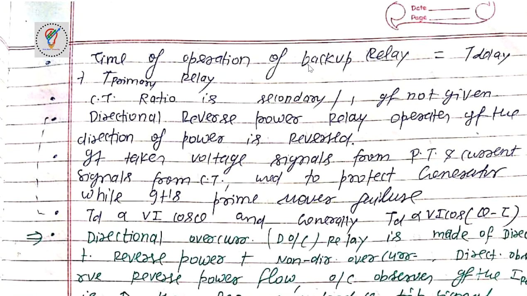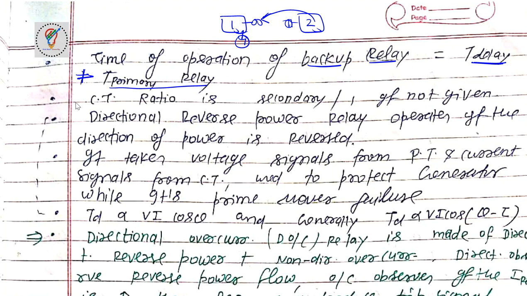Next we'll see the time of operation of the backup relay. The time of operation of the backup relay is equal to the T delay, the time delay, plus the time of the primary relay. What is the meaning here? Suppose whenever a fault occurs in substation 1, there is another substation as a backup. The relays are there for both substations. Whenever substation 1 fails to operate on its fault, then substation 2 is going to operate. So that is the time of operation of the backup relay. The second substation will act as a backup for substation 1.